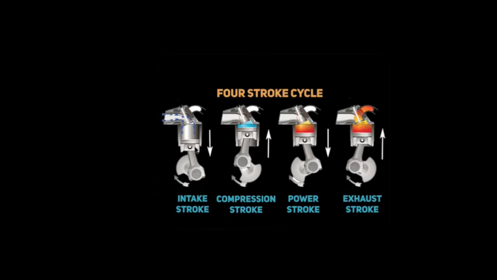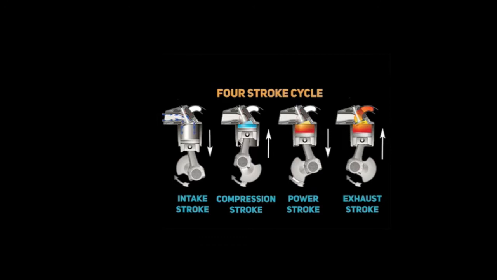Now, the intake stroke draws an air-to-fuel mixture into the engine. The intake valve is open and the exhaust valve is closed. The piston slides down and forms a low-pressure area in the cylinder. So, air-fuel mixture comes in through here, through the open intake valve, into the combustion chamber as the piston is moving down.